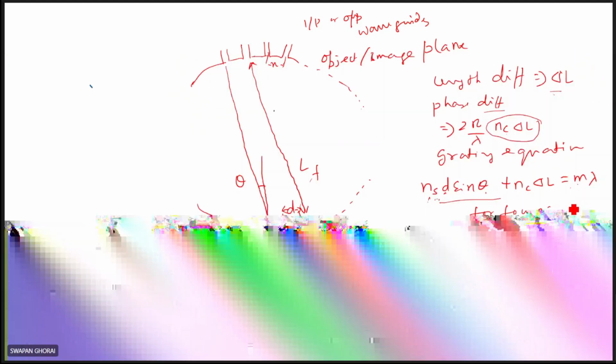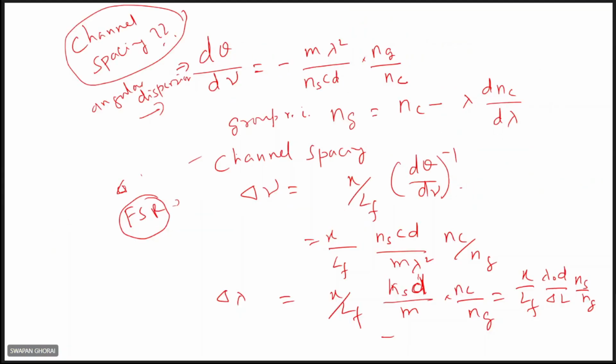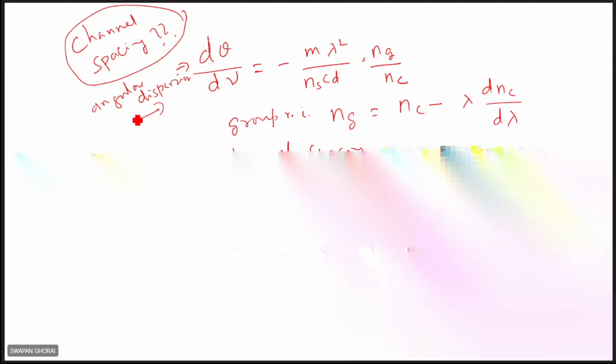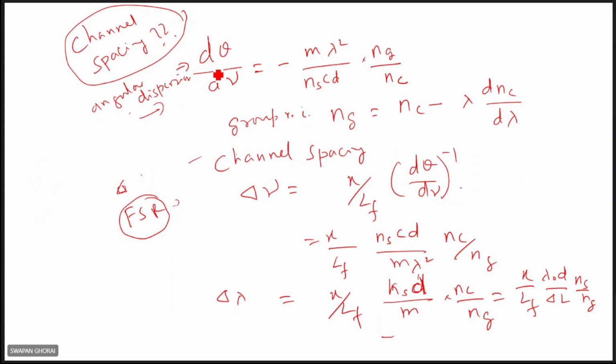So with this, the channel spacing can also be determined for such a device. How can we get the channel spacing? If you know the angular dispersion. Angular dispersion, just like a prism, is d theta by d nu or d lambda. For this case, it can be written in this form: m lambda square Ns d times Ng by Nc. m is the order of interference that we know, Ns is the refractive index of the star coupler, c is the velocity of light, d is the spacing among the waveguides, Ng is the group refractive index, and Nc is the refractive index of the waveguide. The group refractive index can be written in this form: Nc minus lambda dNc by d lambda.